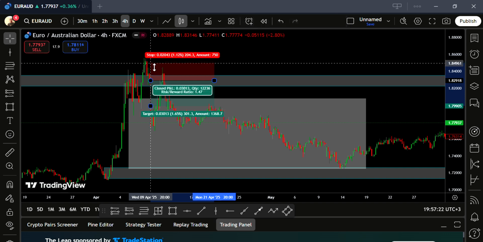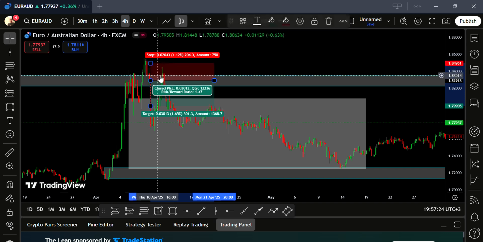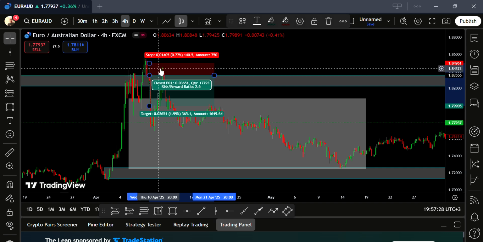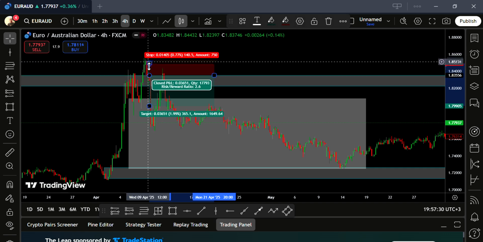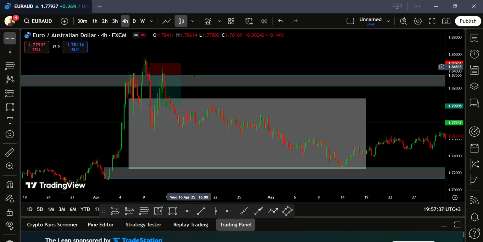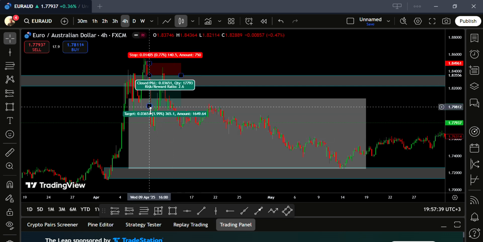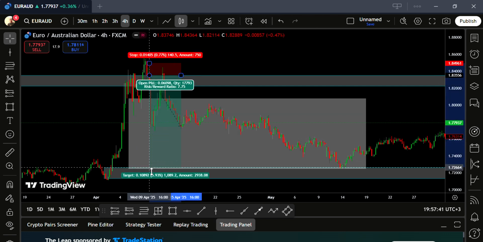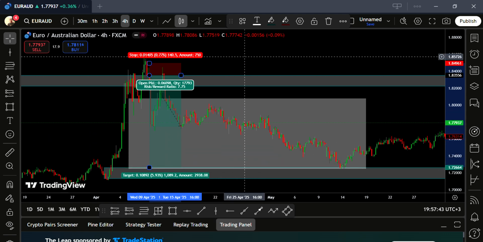The pip count on Euro AUD and GBPNZD is always big, always big. So 140 is what you risk. And what is your reward? Your reward is at this demand zone. That is 1000 pips, guys. 1000 pips.